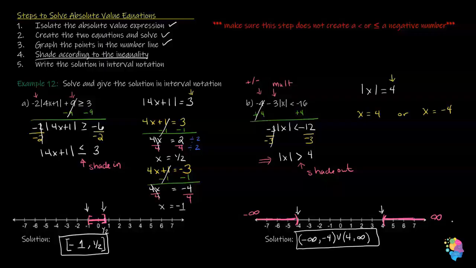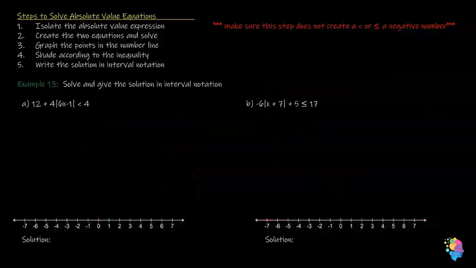Let's try one more example before we finish this video. Okay, let's begin with 13a. We notice that the absolute value is on the left side of the inequality and is not isolated. It has this 12 and 4. We're going to remember that since this 4 is attached to the absolute value, this is multiplying. So then we're going to move the 12 first because that's the one that is being added or subtracted.